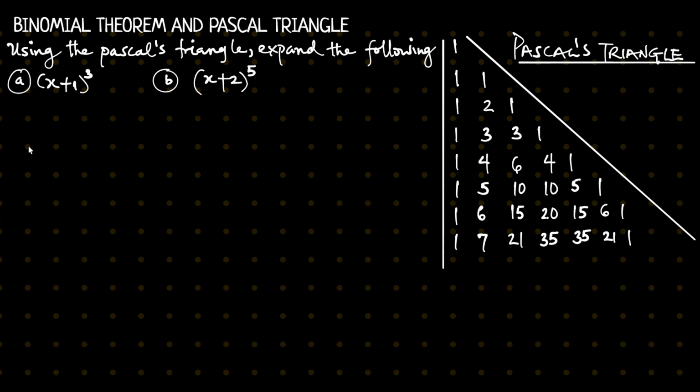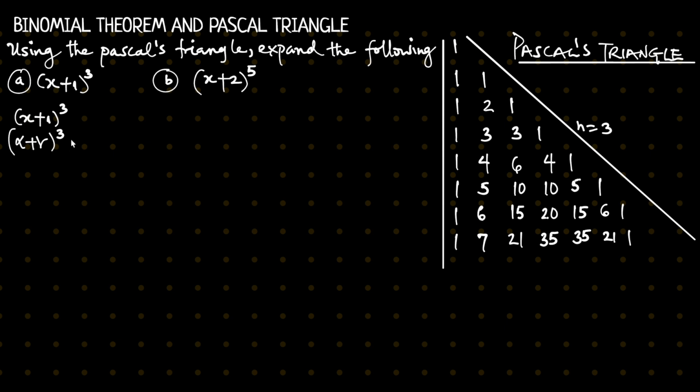Now we're going to be solving some problems using Pascal's triangle. So the Pascal triangle is on the right hand side. We're going to be using that to solve the following problems. We're asked to expand x plus 1 to the power of 3. So we notice that x plus 1 to the power of 3 follows the pattern alpha plus gamma to the power of 3. Using this expansion, we can see that n is equal to 3.